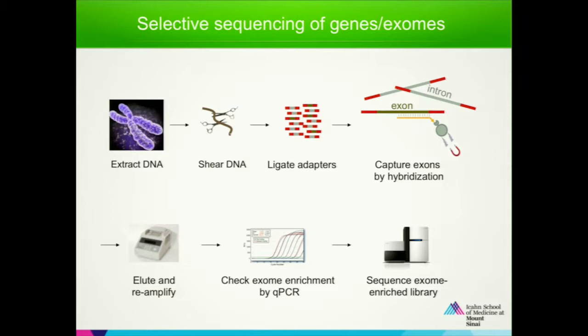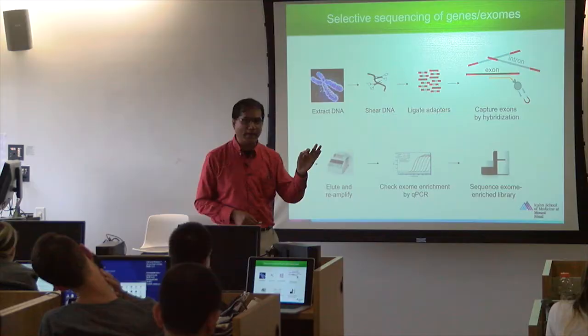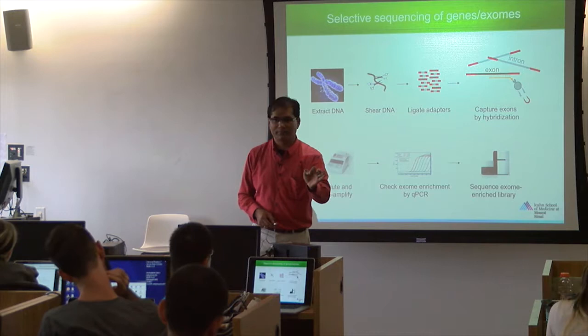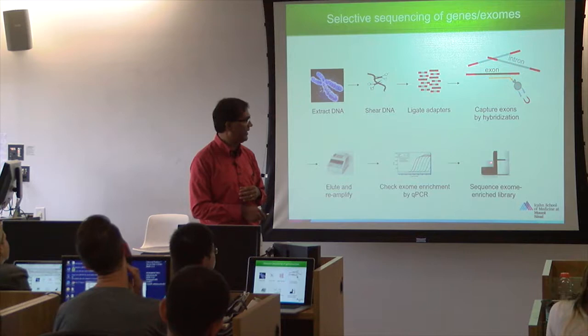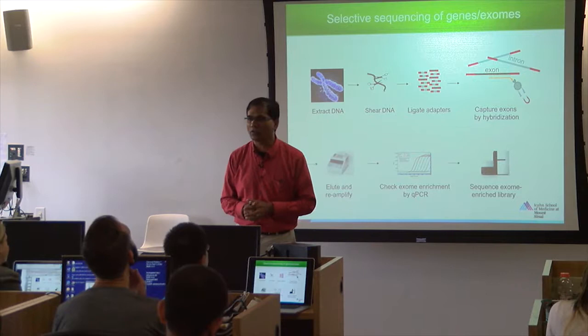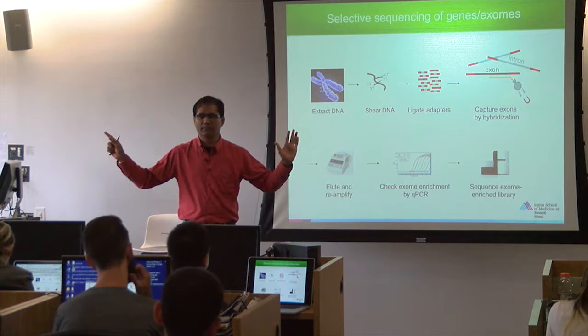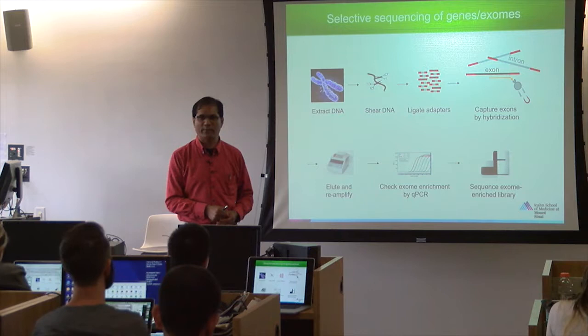You have the human genome, and you prepare the library from that human genome. Then you develop these bead-based arrays with oligonucleotides which represent only the coding sequences, the coding genes. You hybridize using these biotinylated beads and pull it down. You are pulling down only the coding regions, only the exons. From the 3 billion, you pull down the 45 MB of genes, and then sequence it.